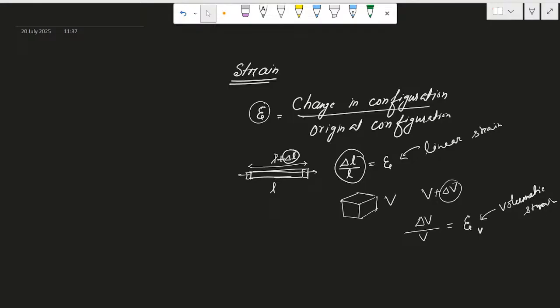Okay. Clear about it? And it doesn't have any dimension. Why? It is a dimensionless quantity, because it is a ratio of the same type of parameter, correct?